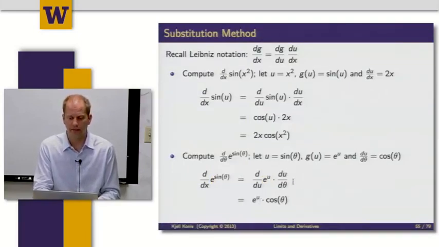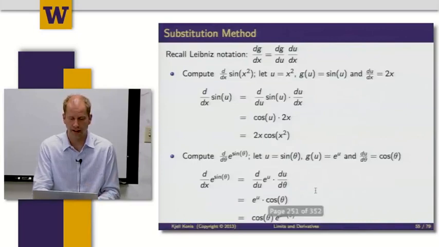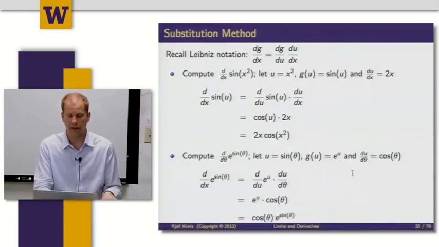Du d theta becomes cosine theta. And now I have this u here, which I don't want anymore because the answer should be in terms of theta. So I just have to substitute backwards. And I get the final answer, cosine of theta times e to the sine of theta.